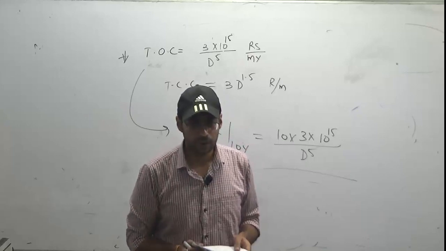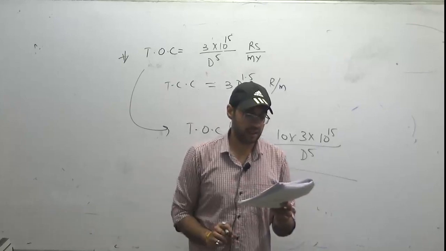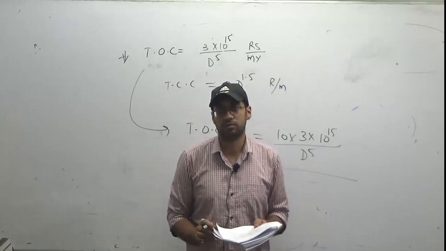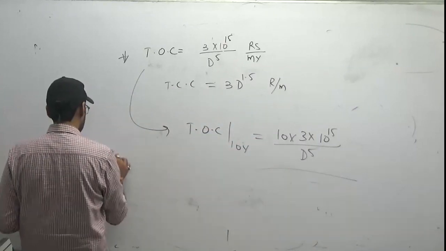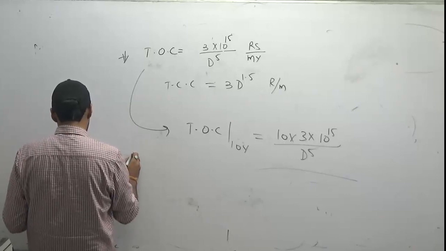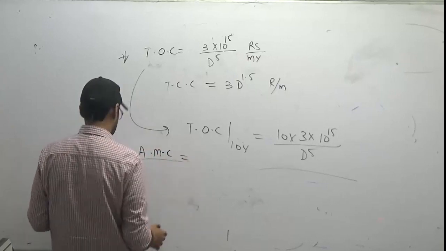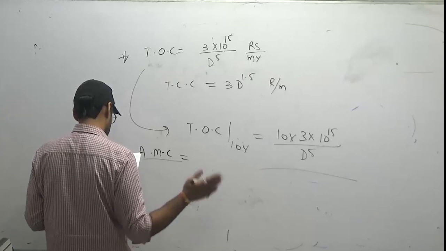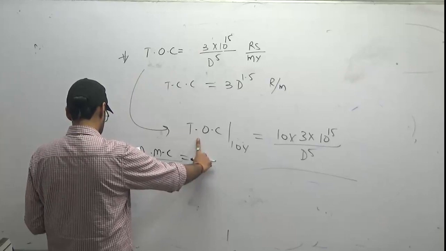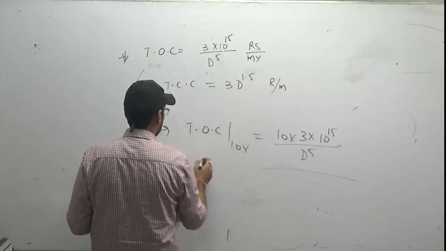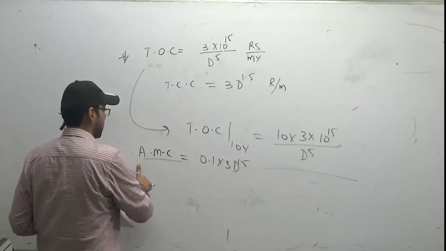Anyone? It will give you the most economical diameter based on least annual cost. So, what is your maintenance cost? Annual maintenance cost is equal to what? 10% of the what? Total capital cost. This is given by this thing. So we can say 0.1 into 3 D power 1.5, and this is annual maintenance cost for 1 year.